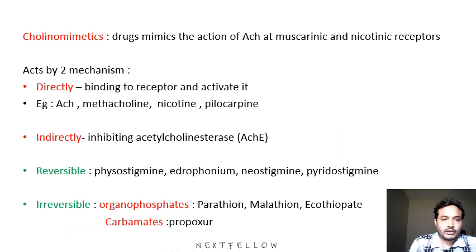Now coming to the topic, cholinomimetics. Cholinomimetics are drugs which mimic the action of acetylcholine at muscarinic and nicotinic receptors. They act by two mechanisms, directly and indirectly. Directly means they bind to the receptor and activate it. For example, at the M1 receptor they bind directly and enhance gastric secretion. They bind to the M2 receptor and decrease cardiac activity.